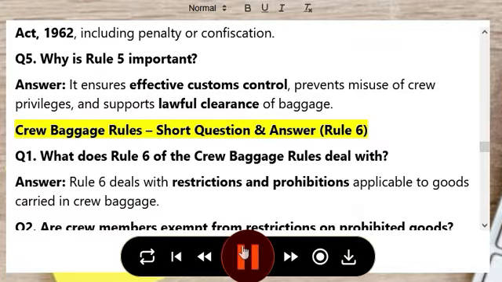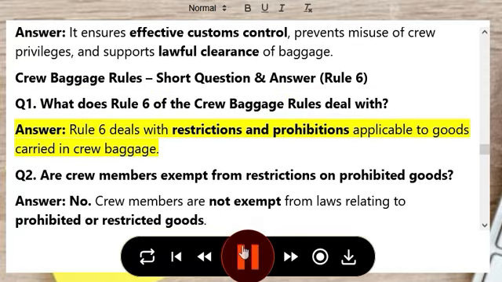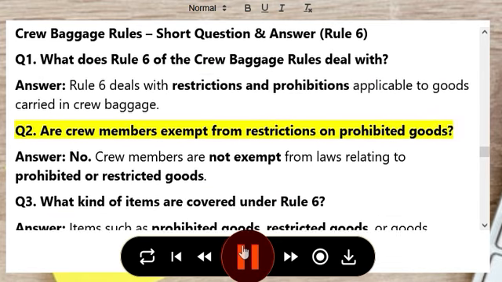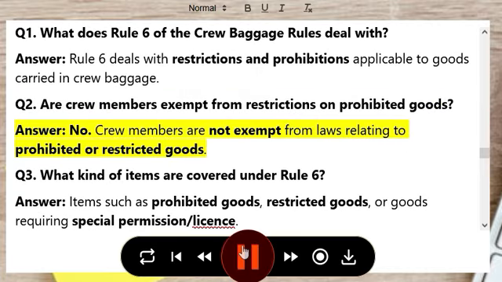Crew baggage rules, short question answer. Rule 6. Q1. What does Rule 6 of the crew baggage rules deal with? Answer. Rule 6 deals with restrictions and prohibitions applicable to goods carried in crew baggage. Q2. Are crew members exempt from restrictions on prohibited goods? Answer. No. Crew members are not exempt from laws relating to prohibited or restricted goods.